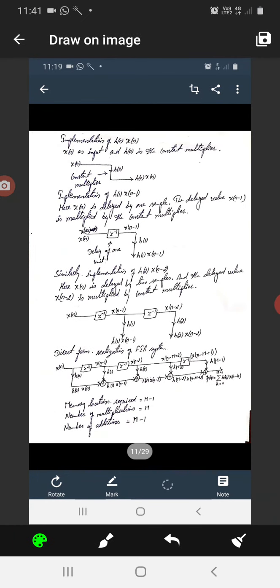Already I hope you all have taken note of this diagram. This is the general diagram. Remember h of n: based on this, how many delay functions are there? Based on how many delay functions are there in a given equation, we take a delay function as z inverse. Based on that, and what is the coefficient of those, that is h of 0, h of 1 up to h of M minus 1. This is the general form of a direct form. Remember this direct form.